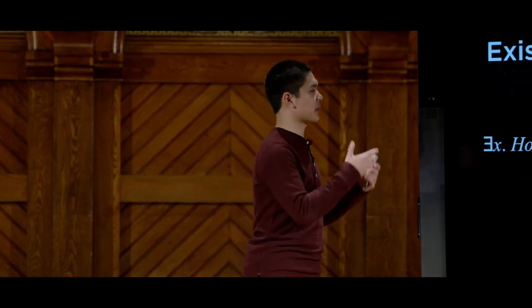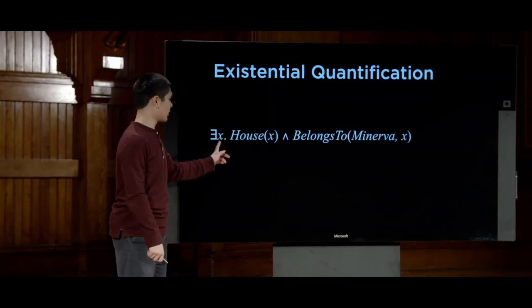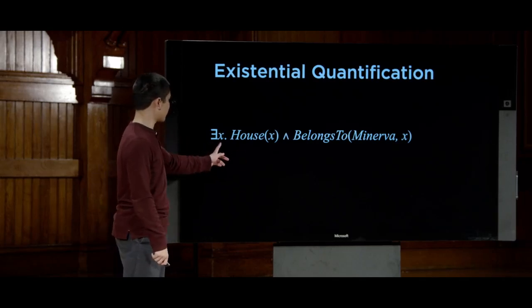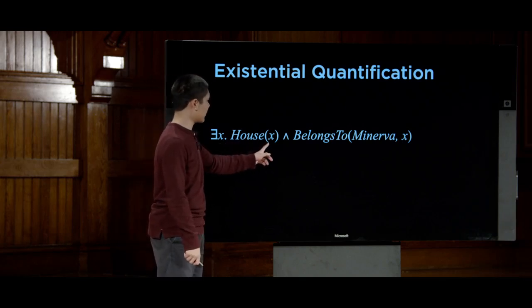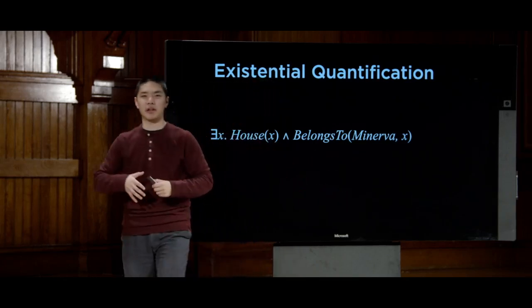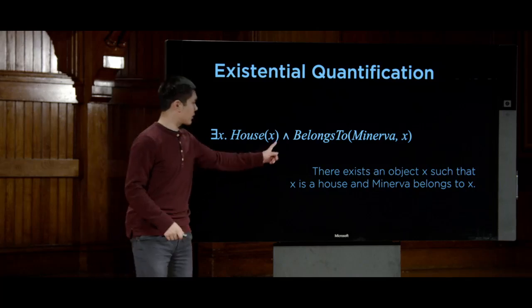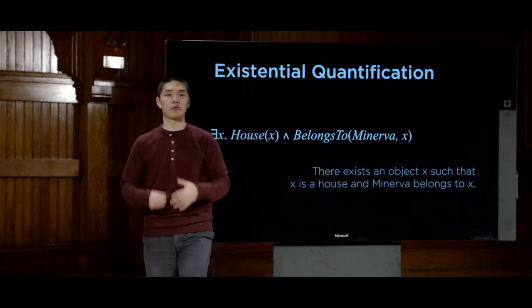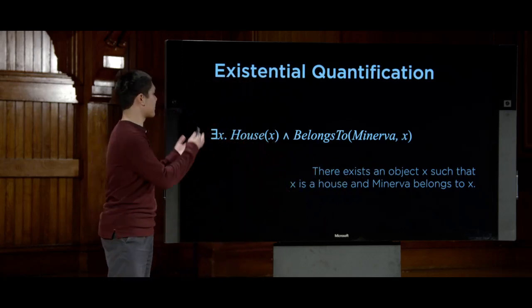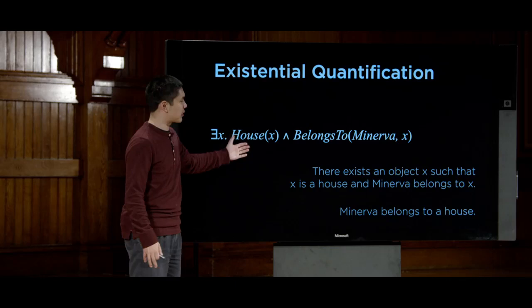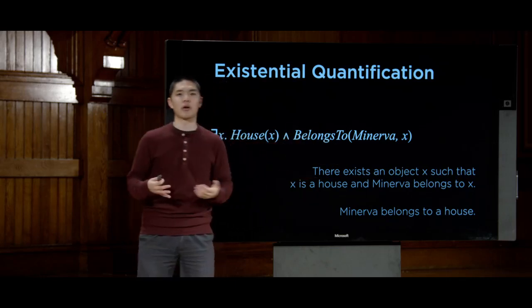One such sentence looks like this. There exists an x. This backwards E stands for exists. And here we're saying there exists an x such that house(x) and belongs(Minerva, x). In other words, there exists some object x where x is a house and Minerva belongs to x. Or phrased a little more succinctly in English, I'm here just saying Minerva belongs to a house. There's some object that is a house and Minerva belongs to it.